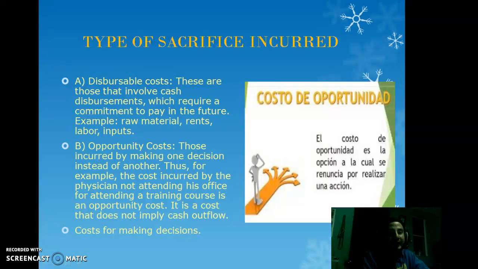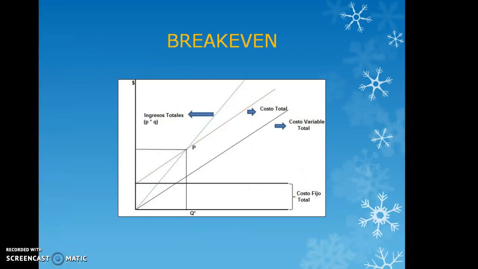This is the sacrifice incurred. We can divide it in these items. Disbursable costs, opportunity costs, those incurred by making one decision instead of another, and costs for making decisions. Opportunity costs are the option which you give up in order to do another action.